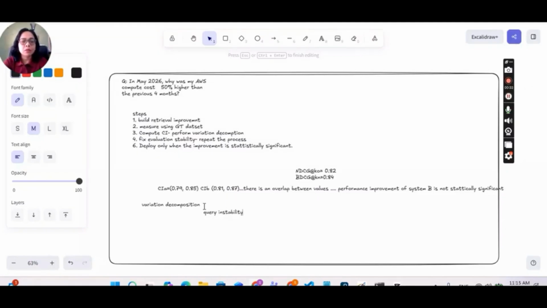So one is query instability. And second one is retrieval system instability, you can say. Retrieval system means system A is having 3 engines to retrieve the information. One is through the keyword search, that is the BM25 algorithm. Second one is through the vector embedding, cosine similarity. Third one is the hybrid, both. And system B is having all these three plus knowledge graph. So it is a kind of retrieval.